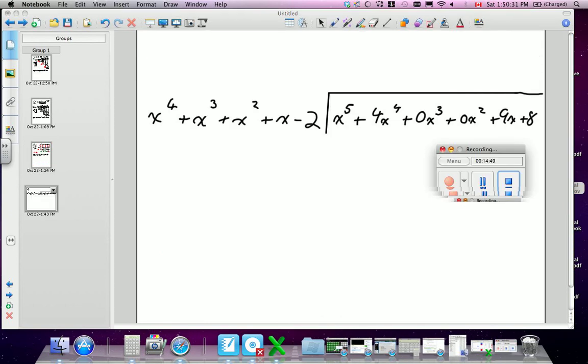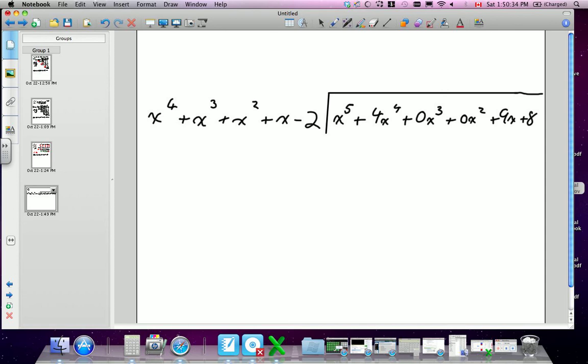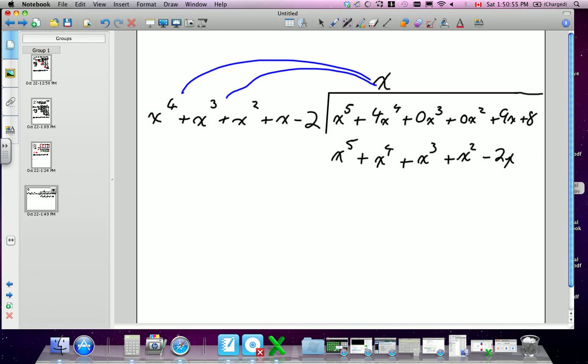So we've got the long division, same idea. X to the power of 4 needs to become x to the power of 5. So what do I have to multiply by? Just x. That gets us x to the power of 5 plus x to the power of 4 plus x to the power of 3 plus x to the power of 2 minus 2x. Does that make sense? Because all these coefficients were ones, all that happened is I upped the degrees because I multiplied by x. And then the last one was negative 2x.